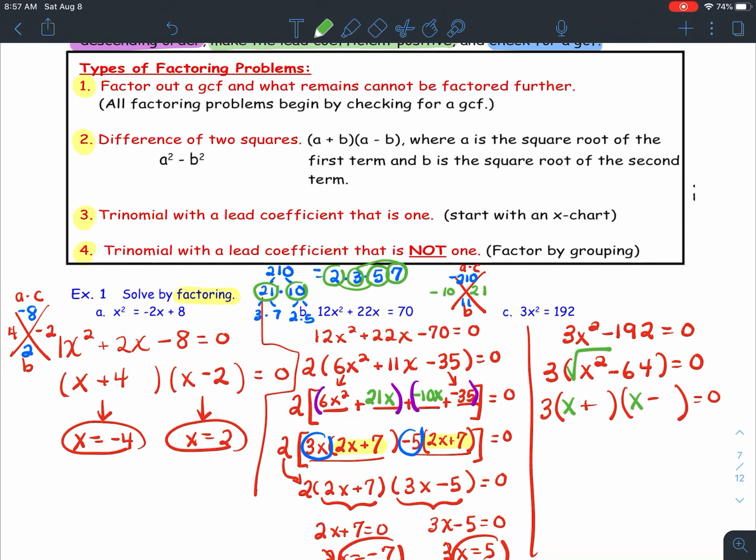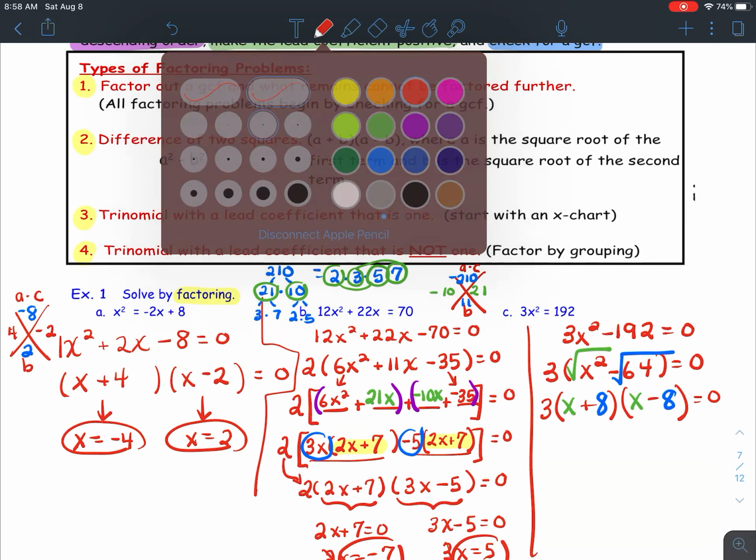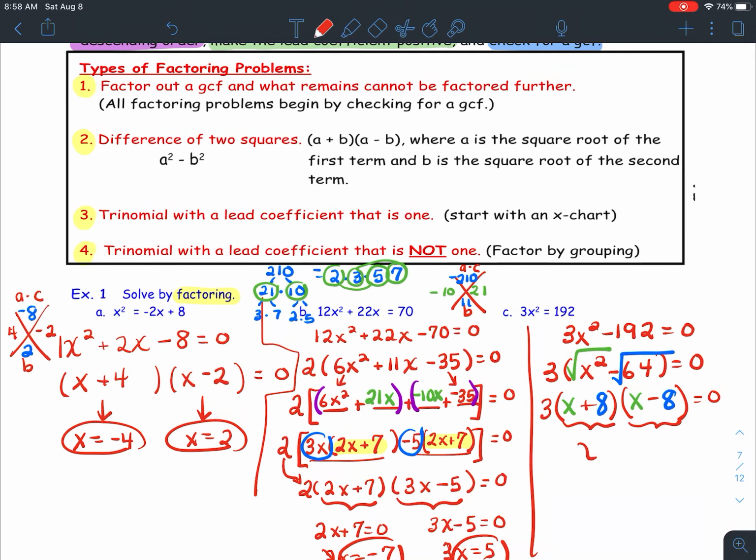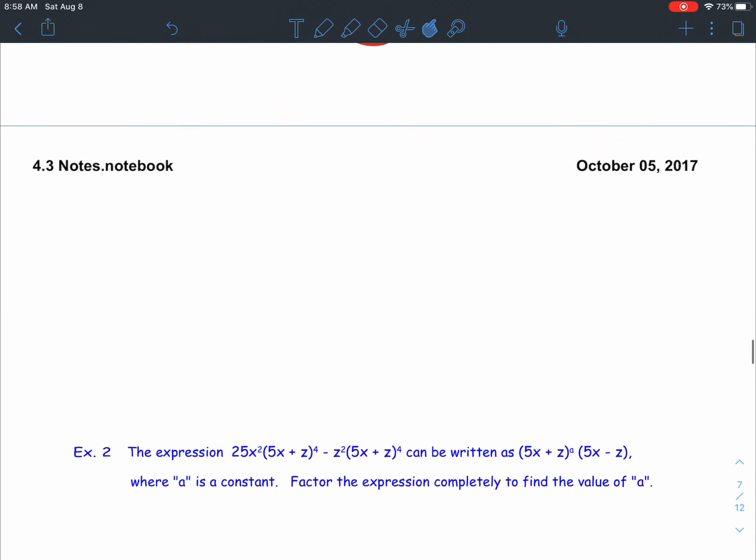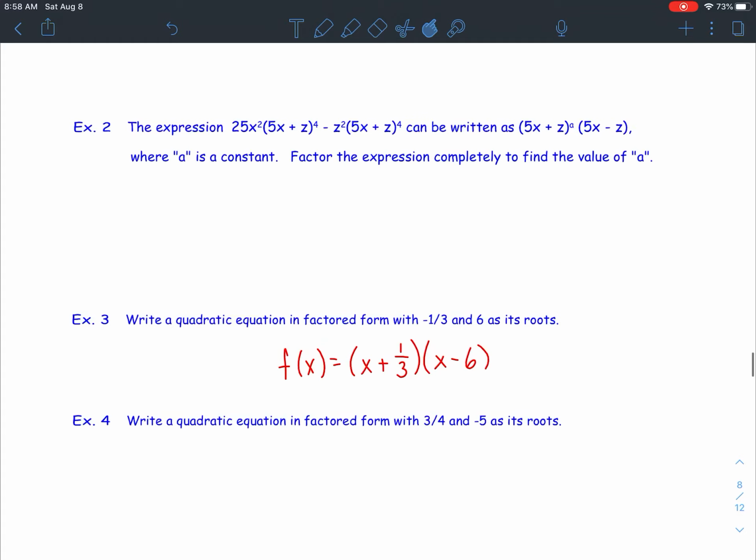I'm going to put a plus in the middle of one, a minus in the middle of the other, and then I'm going to take the square root of the first term and put that answer in the first spot. Then I will take the square root of the second term, put that answer in the second spot, and I'm only setting the factors that have variables in them equal to 0. I get negative 8 and positive 8.